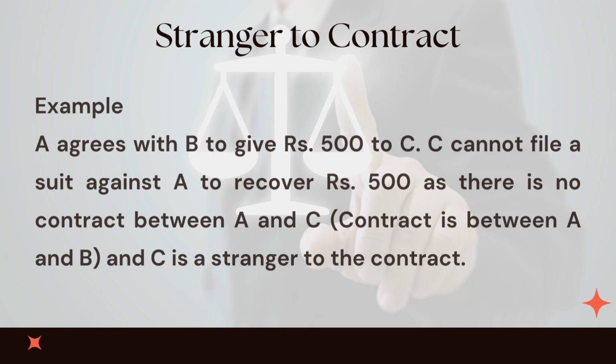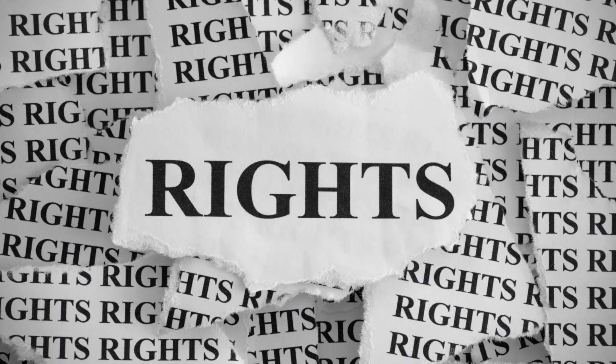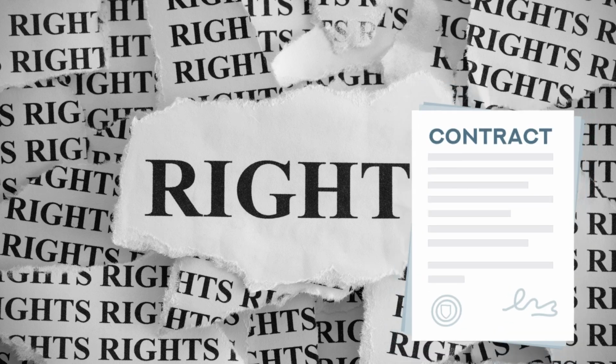So, here in this case, C is a stranger to the contract. A stranger to the contract does not have any right to be part of the contract, even though this contract is meant for C. A agrees that he will give rupees 500 to C, but C has no right to file an action against A, because the contract is between A and B, not A and C.